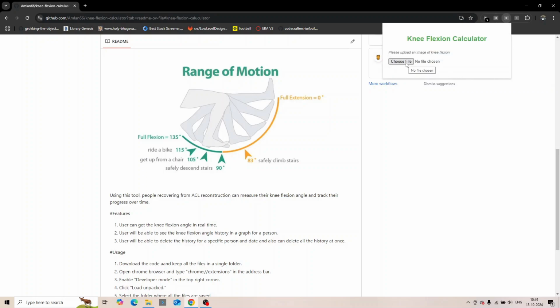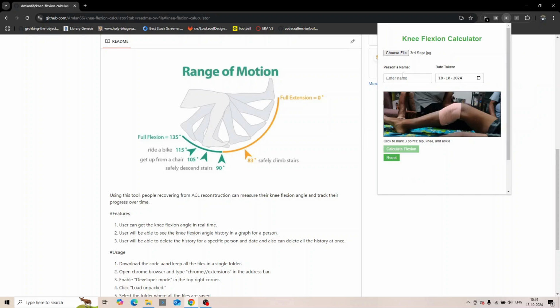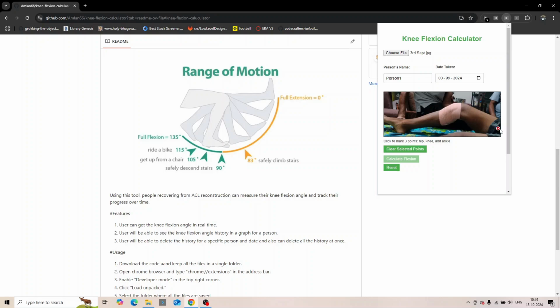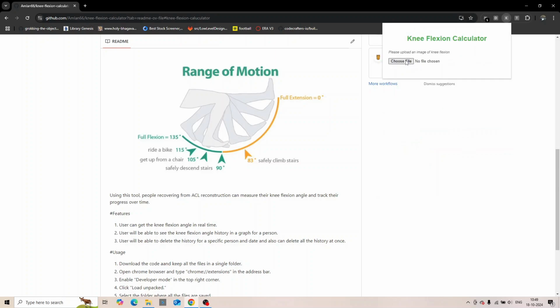Now to check on knee flexion, let's choose an image. So over the last 6 weeks, I have taken a few pictures of my physiotherapy sessions, and let's select one picture out of this, of 3rd September. For now, I'll just name it as person 1. Let's use 3rd of September. Now, assuming this point is going to be extended towards the hip, now this knee, this is the ankle, the knee flexion is 41 degrees. Let's put another one.